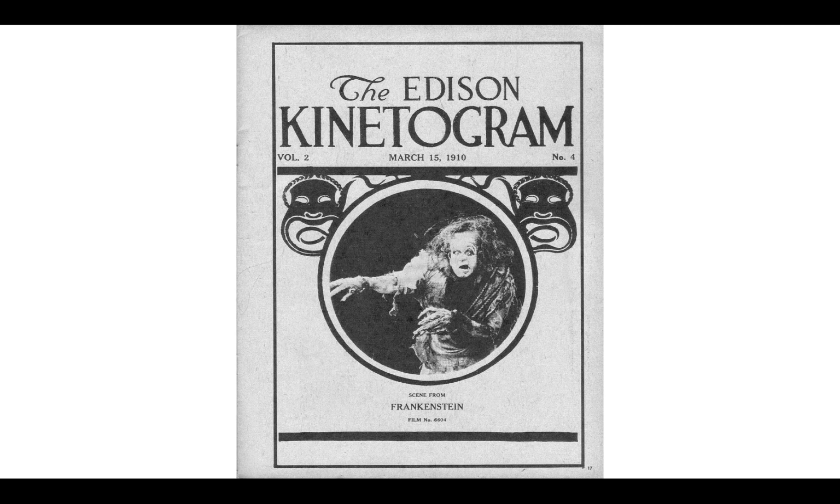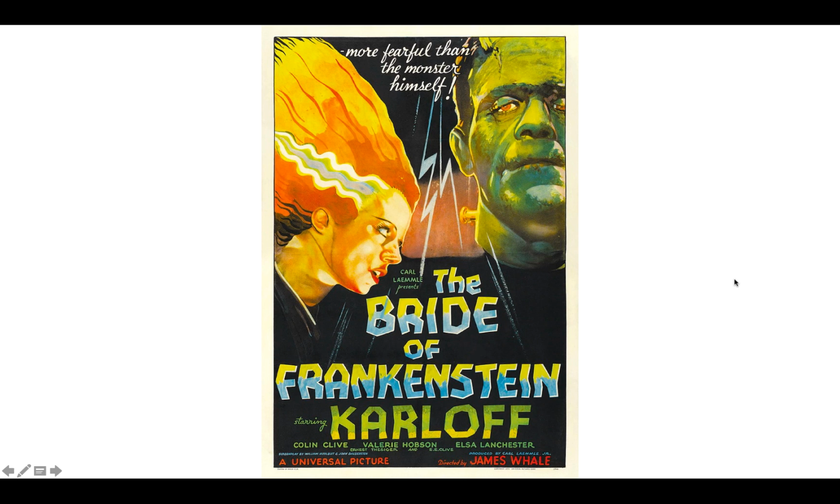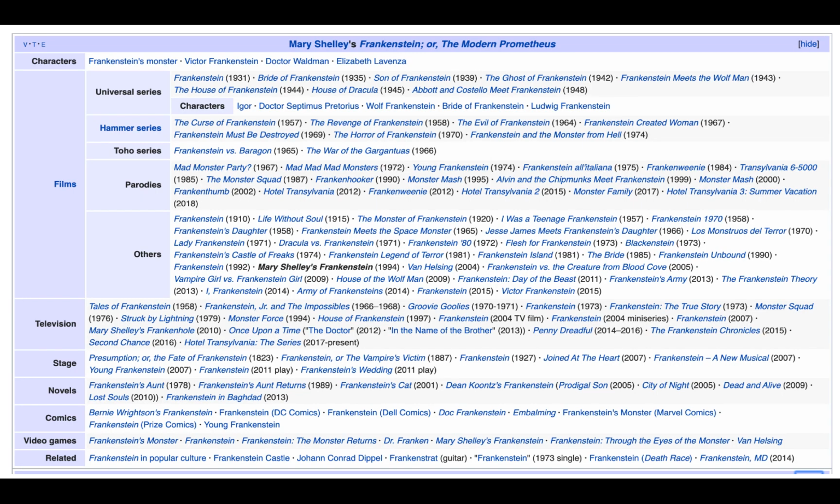You can see one of the first movies, 1910. The Edison Kinetogram was a newsletter that talked about it, was Frankenstein. There's the monster. And Boris Karloff was in Frankenstein. Mel Brooks wrote a funny movie, Young Frankenstein. There have been Frankenstein movies almost every year. The one here is from 2015. And all kinds of spin-offs, like The Bride of Frankenstein was a famous movie.